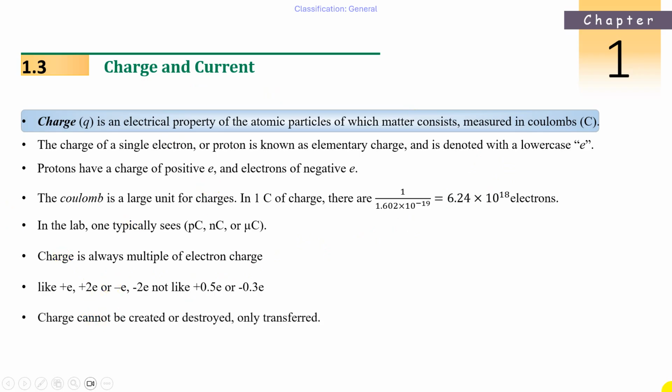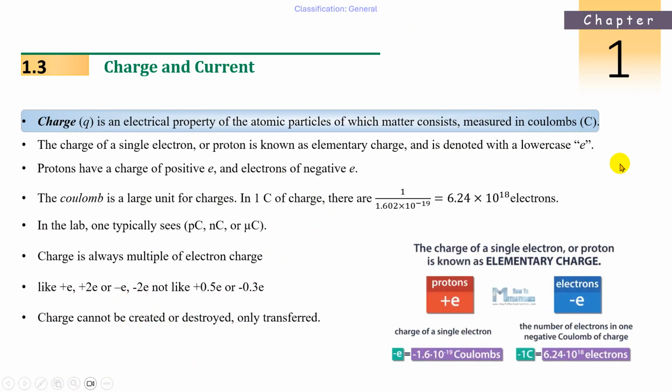Charge cannot be created or destroyed, only transferred. The charge cannot be destroyed and cannot be created, it is just transferred. The world is made of atoms only, so that cannot be destroyed. Only the charge can be transferred: electrons will transfer from one place to another place, and that will give the charge. Now, the charge of a single electron or a proton is known as the elementary charge, as per the definition.